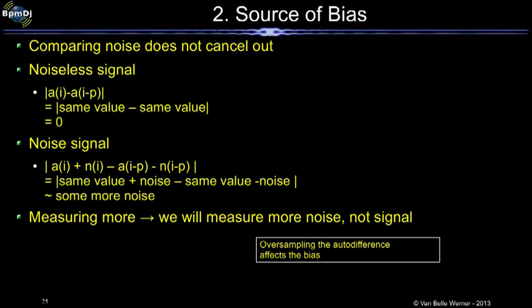However, as soon as noise is added to the signal, in the form of a guitar, phase shifts, airplanes flying by, and other sources of deep enjoyment in music, then we would find that subtracting two signals will not produce a zero, but will merely add the variances of the noises. Practically speaking, the autodifference behaves differently towards noise than it behaves towards a clean signal. If we sample the autodifference more, we will measure more of the noise and less of the clean signal. Thus, oversampling the autodifference affects the bias profile.